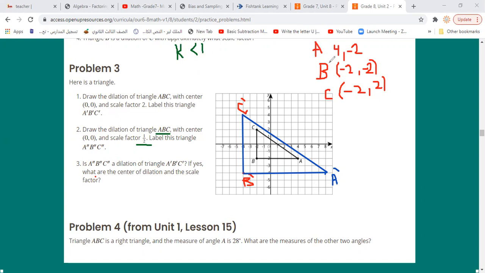Now I have 4 and negative 2. We will multiply by half, so it will be 2 and negative 1. So here I'm going to put A double prime. And what about B double prime? It will be negative 1 and negative 1. So this is B double prime.